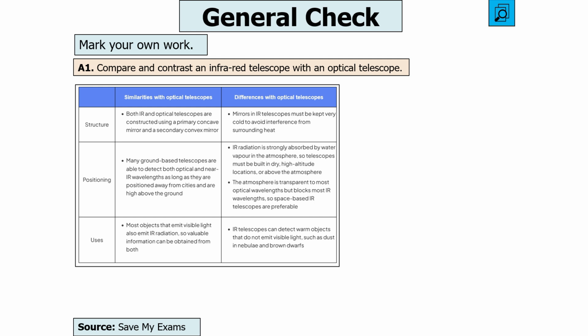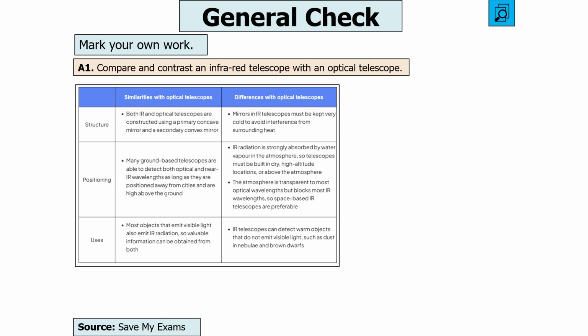That's because infrared radiation is strongly absorbed by water vapor in the atmosphere, so telescopes must be built in a very dry, high altitude location such as a desert or in the mountains, or above the atmosphere. Now the atmosphere is transparent to most optical wavelengths but does block a lot of infrared wavelengths, so space-based infrared telescopes are preferable to Earth-based ones.